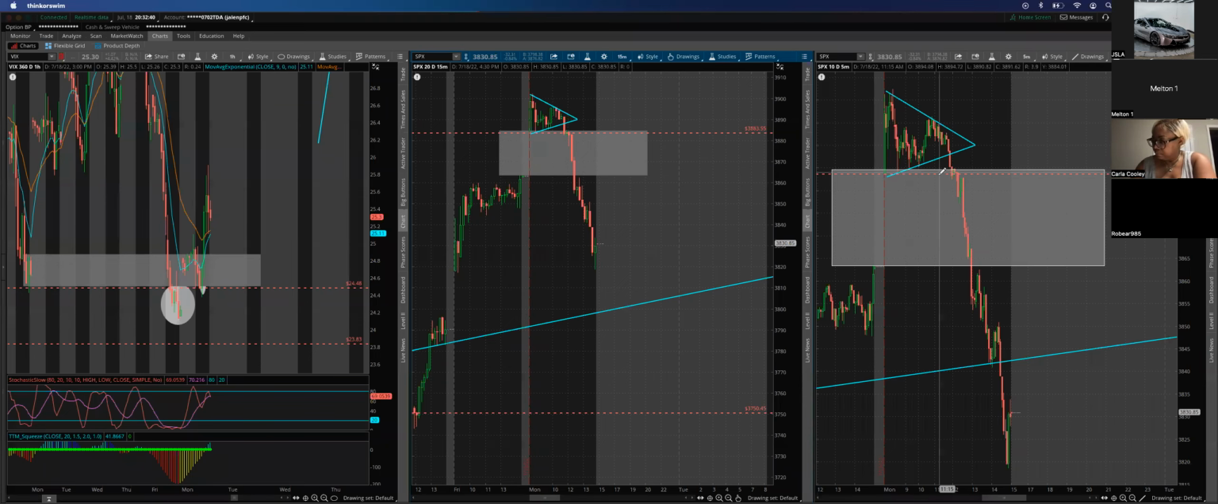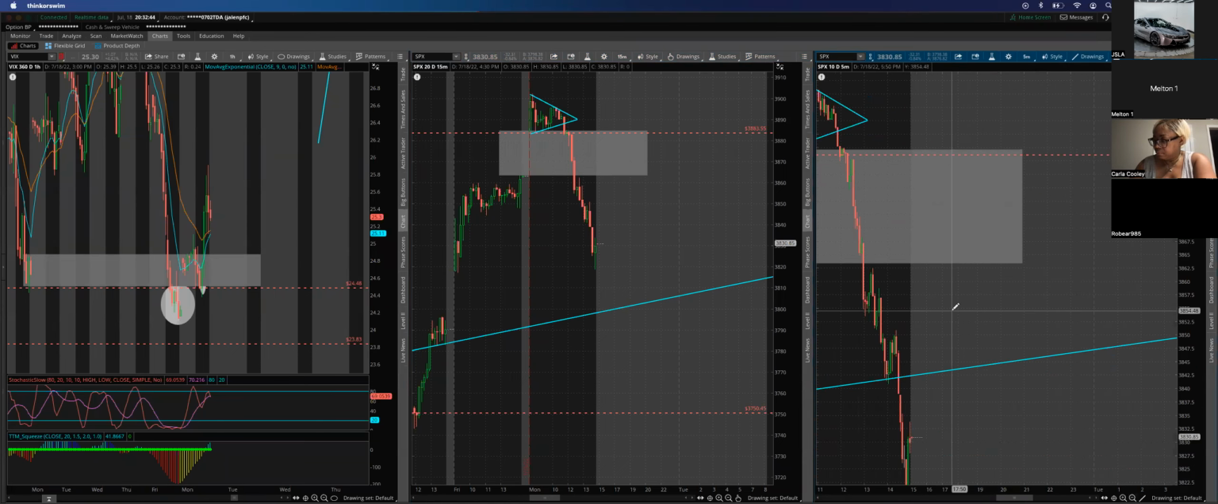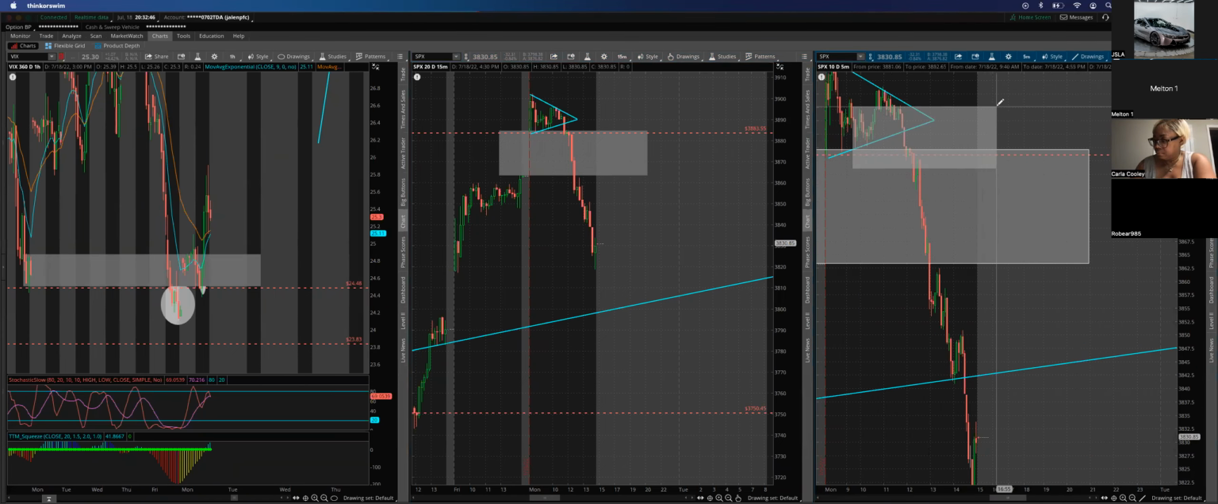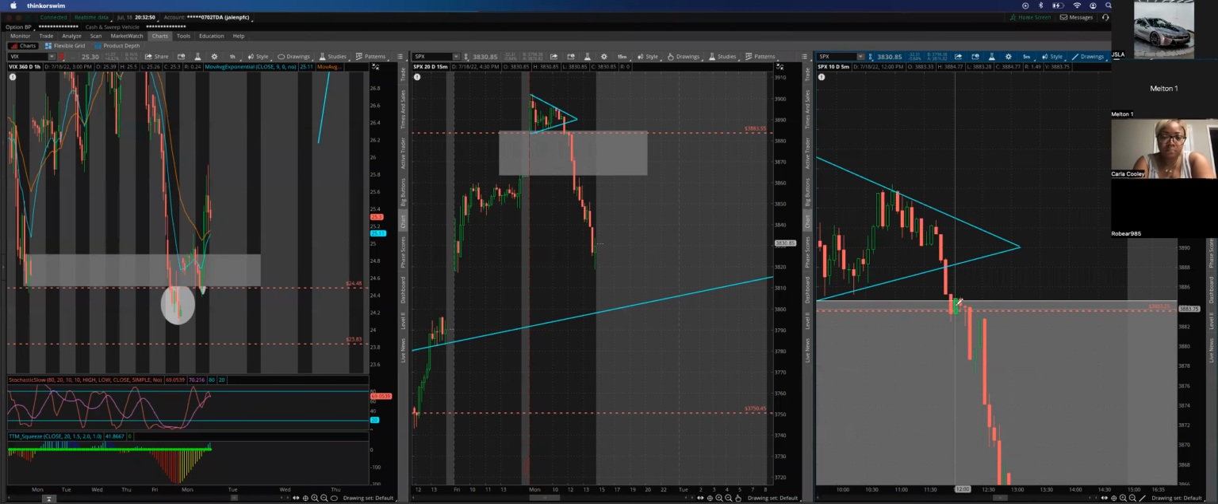So I entered right here. Let me slow down. If y'all can see this over here, this is where I entered. Once we broke down, I literally entered. I think I entered on this candle right here, this red candle. Once we broke down, I put a stop loss and then I ended up getting stopped out. That's where I was saying that my first trade on this was like a small profit. And then that's when I got back in and I rolled it down, right?